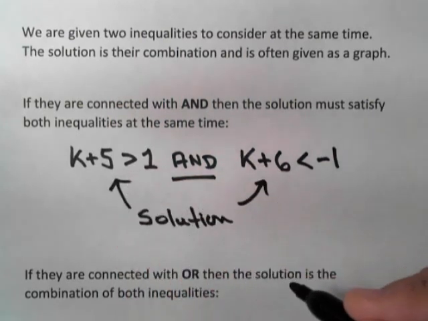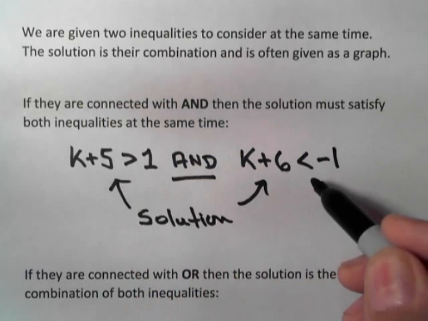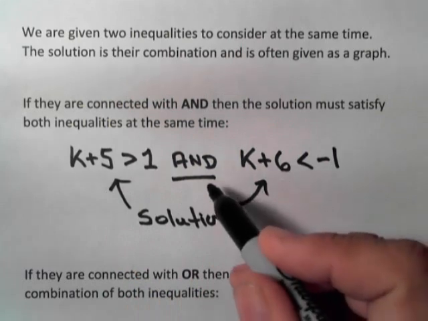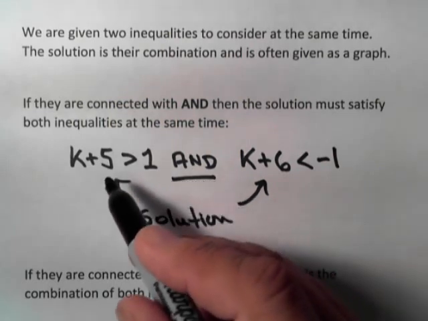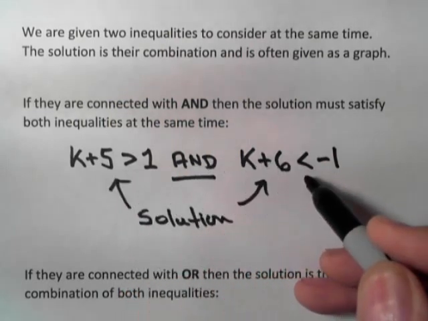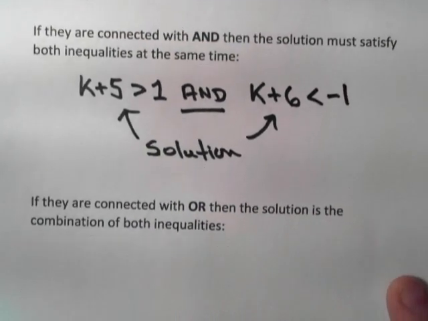What you have to do is first solve both of them for k, and then you can turn around and figure out what the combination, the and, is. And means it's got to solve this one and this one at the same time. We'll see some examples shortly.